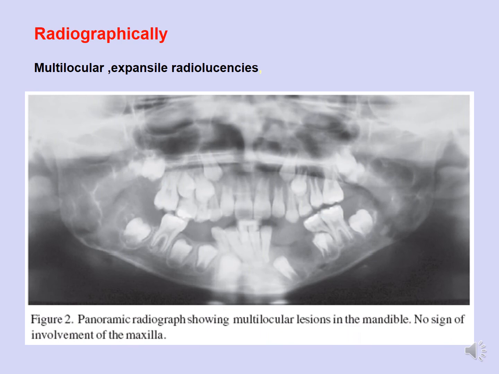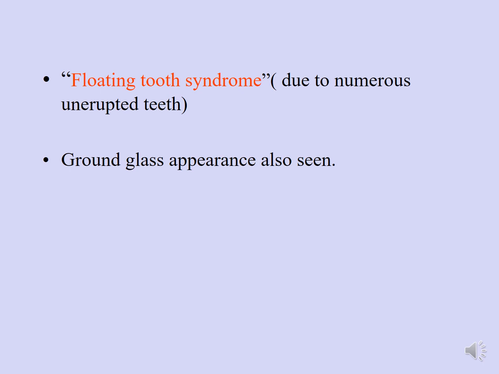Radiographically, you see multilocular expansile radiolucencies, right? You see here, all right. So in this patient, there's no involvement of the maxilla, but you're seeing bilateral multilocular radiolucencies. This is also described as floating tooth syndrome, due to the numerous unerupted teeth, and many times a ground glass appearance is also seen in this lesion, all right.